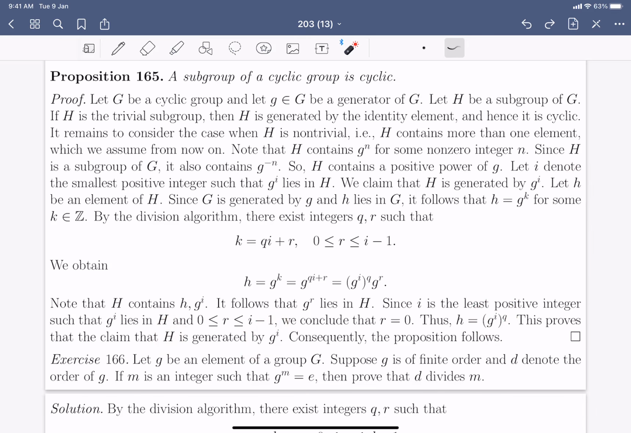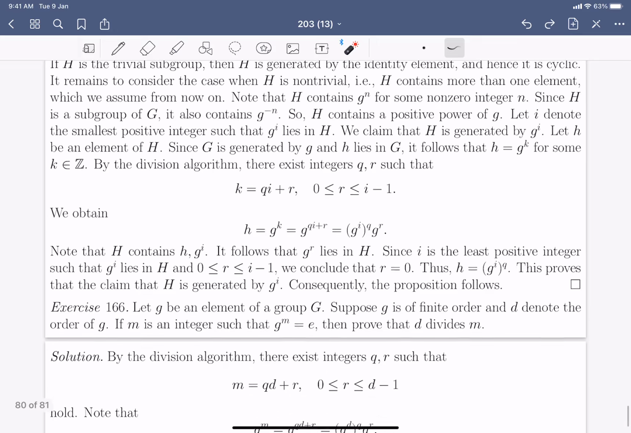So the proposition follows from this claim, which was that H is generated by g^i. In other words, H is cyclic. We have established this when H is non-trivial, and when H is trivial, that case has been dealt with earlier, from the very simple observation that H is generated by the identity element.